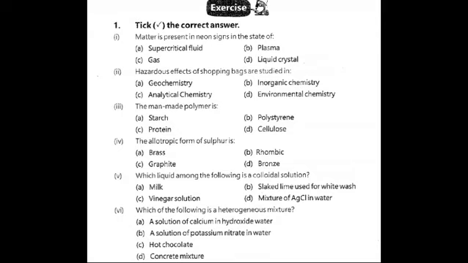The first MCQ is: matter is present in neon signs in the state of. There are four options: supercritical fluid, plasma, gas, or liquid crystals. The right answer is plasma. Neon signs emit light due to the excitation of neon gas in a plasma state. So option B, plasma, is true.